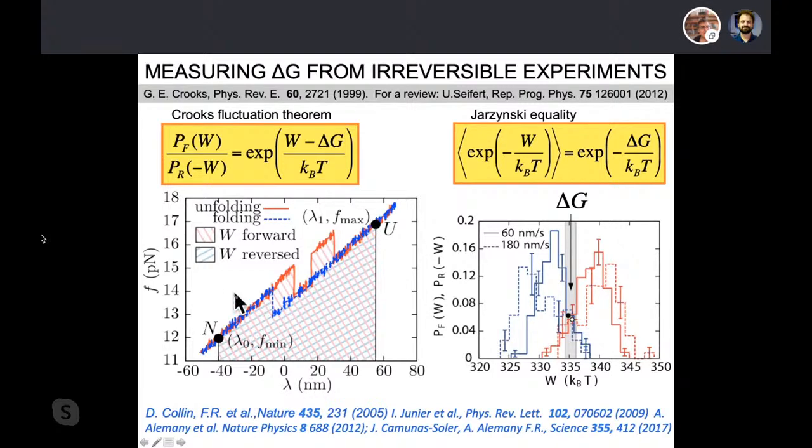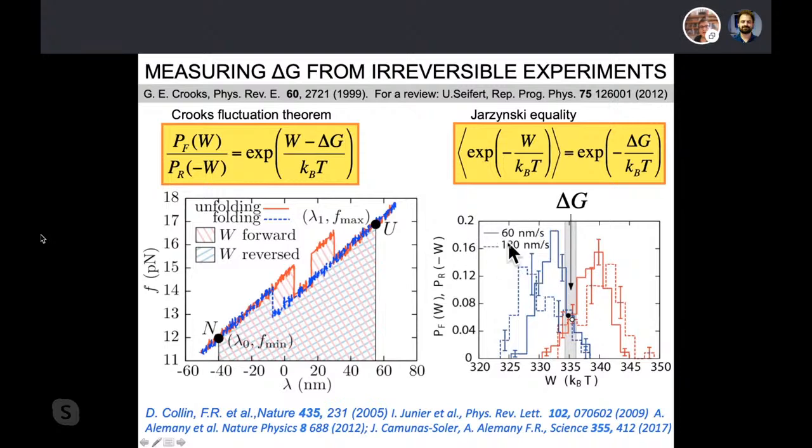The work in these experiments is measured by looking at the area below the force-distance curve. Now, when you pull the molecule, the force as a function of the position of the optical trap follows a red curve, and the area is shown in red. When you relax the force at finite speed, you find the blue curve. And typically, this is hysteresis. The typical work value along the refolding is lower than the work value along the unfolding. And this is what you see here when I compare the red curve with the blue curves.